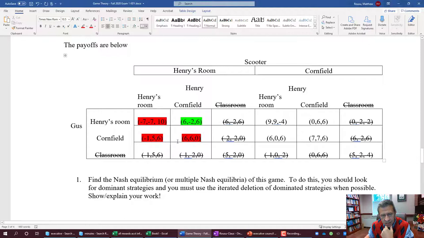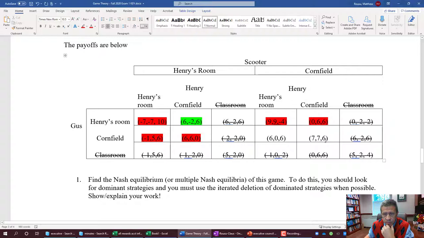Let's go over to the quadrant where Scooter's choosing cornfield. We've got 9, 9, and negative 4. Well, Scooter doesn't like that, and Scooter could change to go to Henry's Room and get 10 instead of negative 4. So this is not a Nash equilibrium. We've got 0, 6, and 6. Well, Gus would change from getting a payoff of 0 to getting a payoff of 7. So that's not a Nash equilibrium.